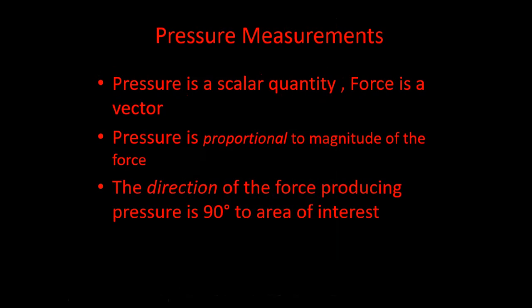Something to remember is pressure itself is a scalar quantity, whereas force is a vector. So that means we have to somehow find a vector quantity from a scalar. Pressure is proportional to the magnitude of the force. Proportional, they're not the same. Pressure is basically force divided by an area. Now, the reason you end up with a scalar coming out of that is because when you divide force by an area, what you're going to end up with is something that's only in terms of newtons.